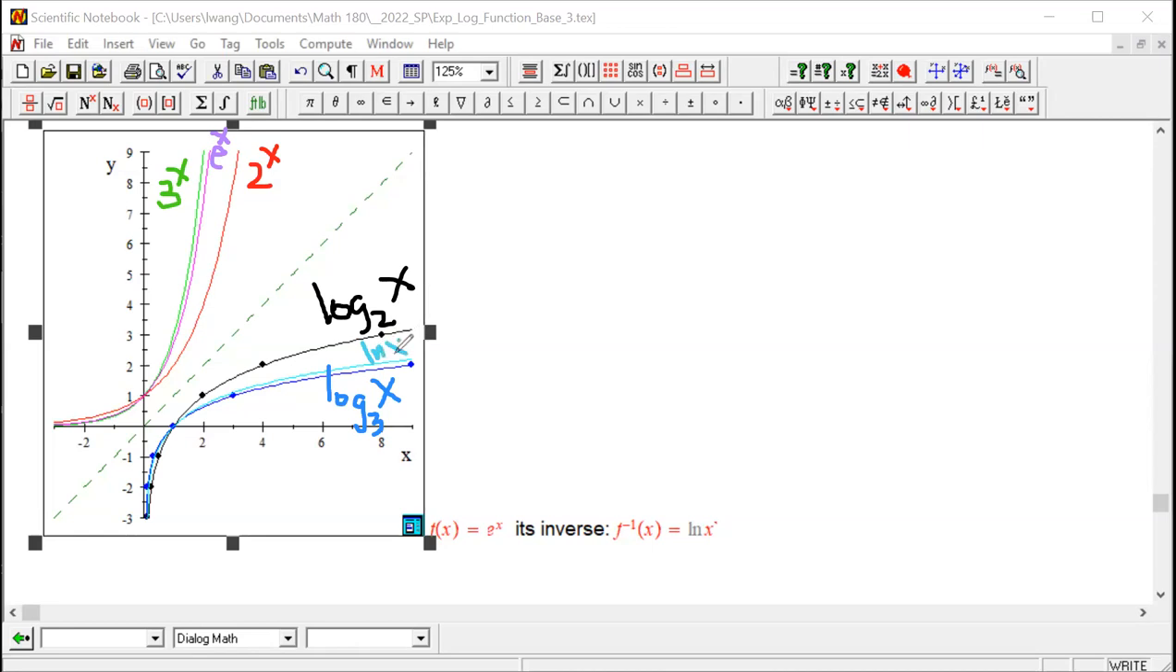In our next lesson, we're going to focus on e to the power x and ln x. These two functions will be very frequently used in calculus classes. 2 to the power x, 3 to the power x, log base 2 x, log base 3 x, however, are actually not very often used. So these two, e to the power x and ln x, are the darlings of calculus classes.